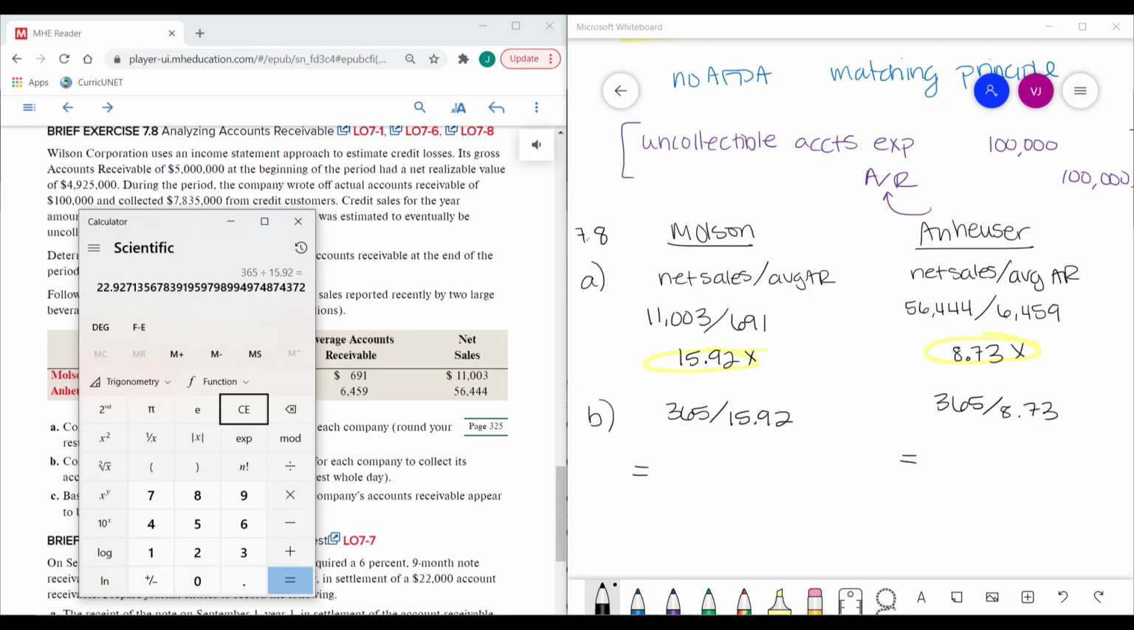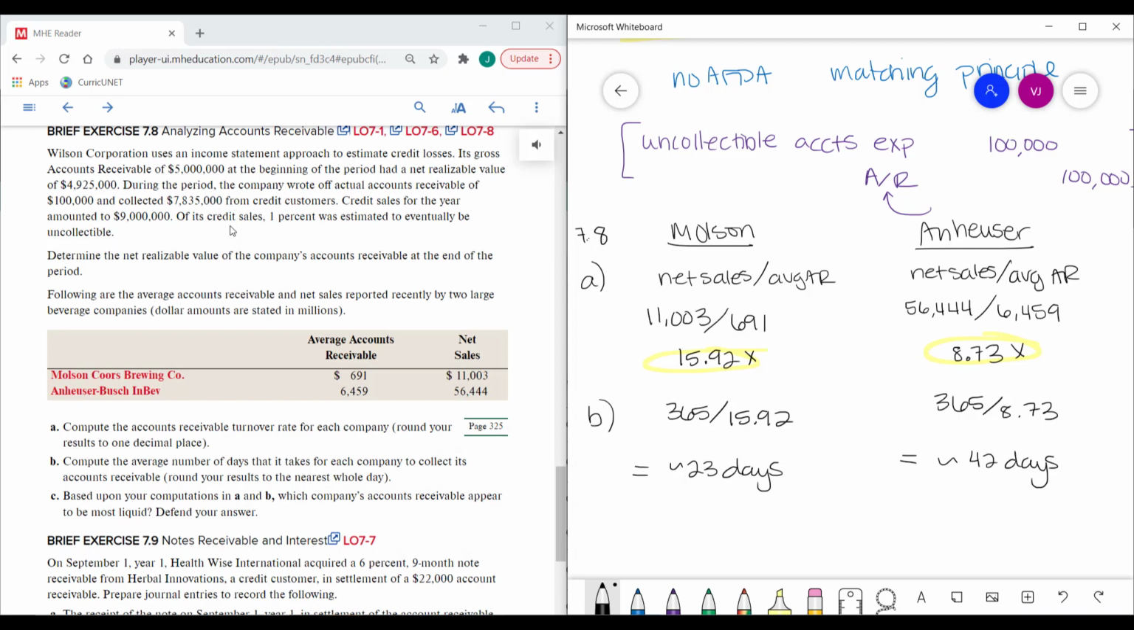So for Molson, we can round that to about 23 days. And for Anheuser, we'll round that to about 42 days. So for Molson, they wait about 23 days to collect any given accounts receivable, and Anheuser, they wait about 42 days to collect their accounts receivable.